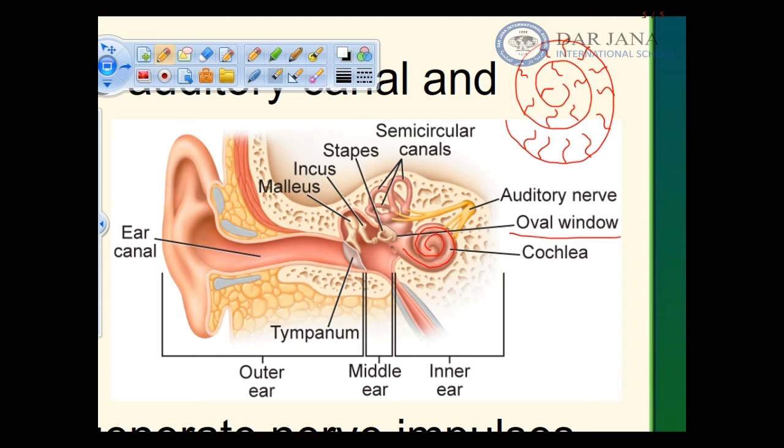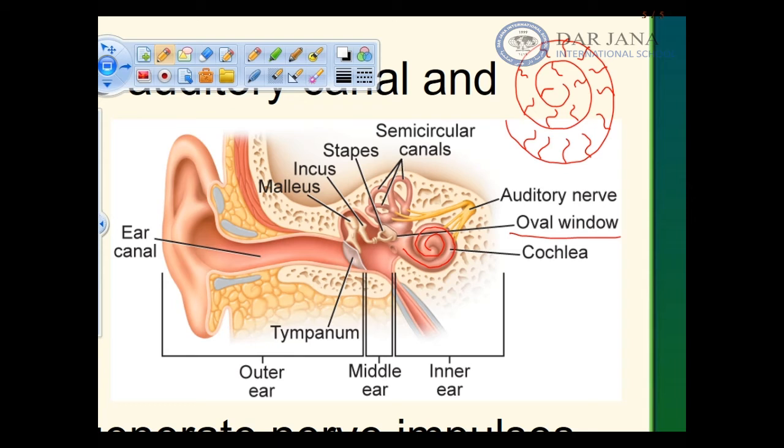When the sound wave reaches the stapes and causes the vibration to the cochlea, the fluid in the cochlea will start to move in a back and forth motion. This motion, this is the fluid inside the cochlea moving back and forth, allowing the hair cells to do what? To move with the fluid.